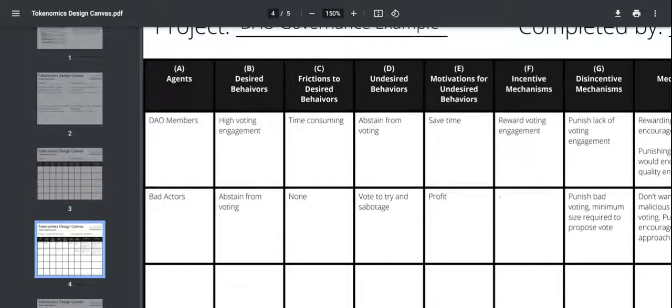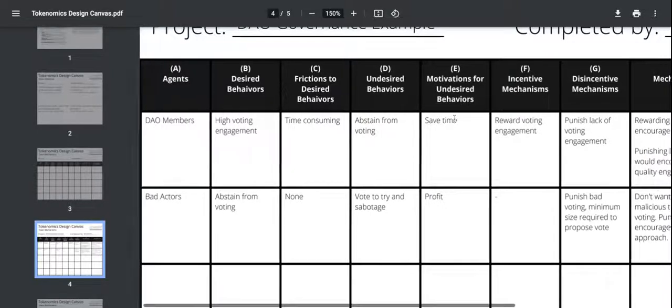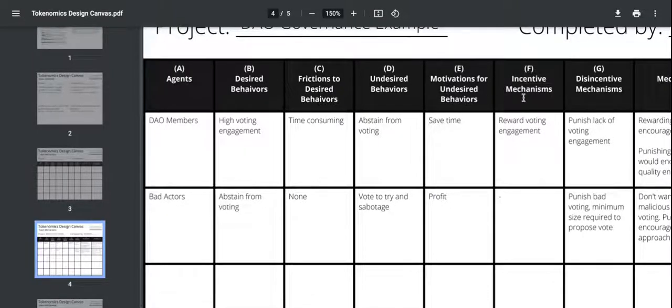That's not always going to be the case. This is a relatively simple example. But these DAO members, what's their undesired behavior? Well, abstain from voting. And what are the motivations for undesired behaviors? Again, in the simple example, somewhat the inverse, not always the case. But their motivation for their undesired behavior is to save time. And so we can think about what incentive mechanisms and what disincentive mechanisms we can include in the tokenomics to encourage the desired behavior and discourage the undesired behavior.